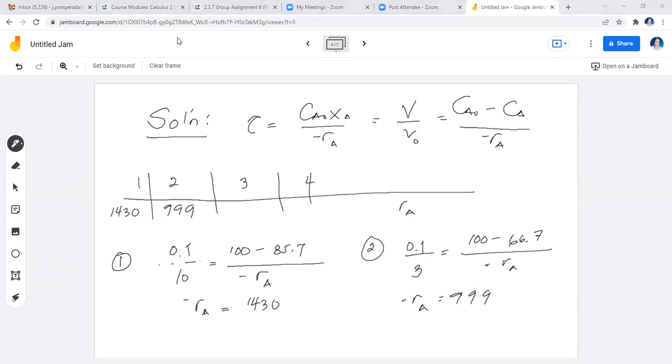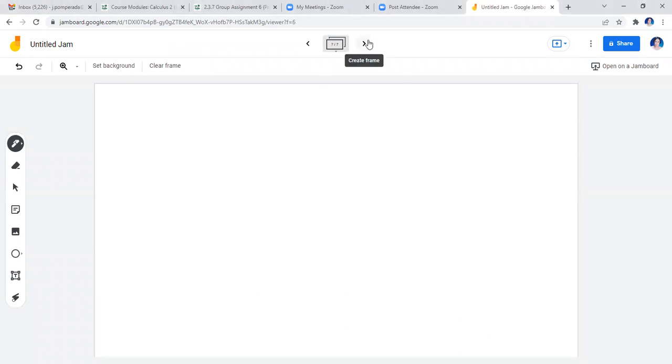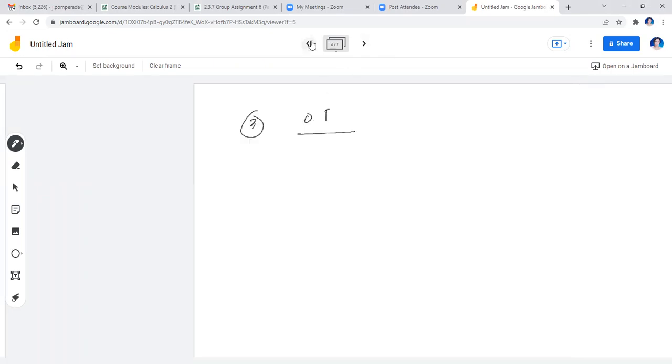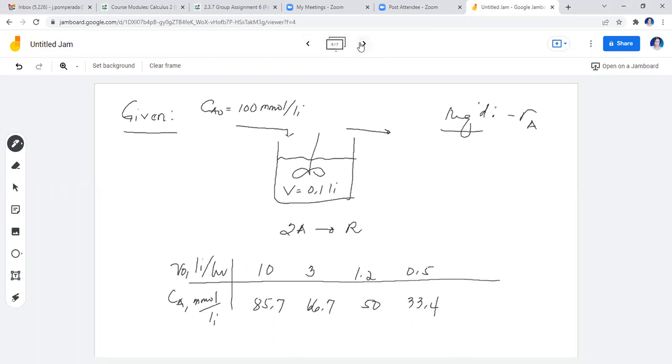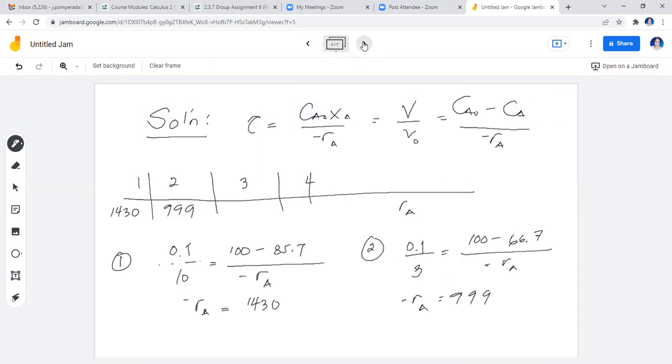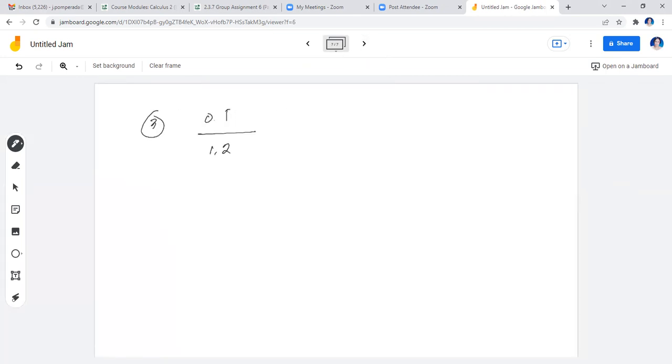Okay, I got your answer. For the third one, you still have 0.1, but this time we divide it by 1.2, and the final concentration is 50. So this is 1.2, I still have your 100 minus 50, and you have your third rate value, 600.